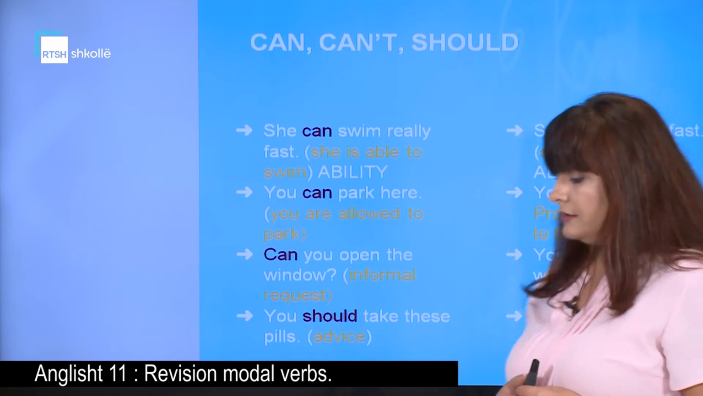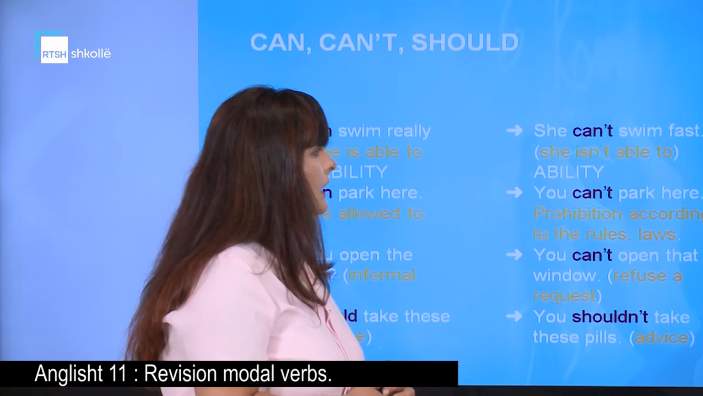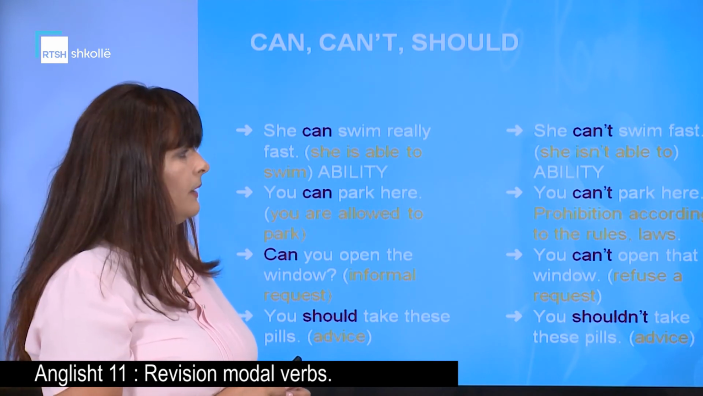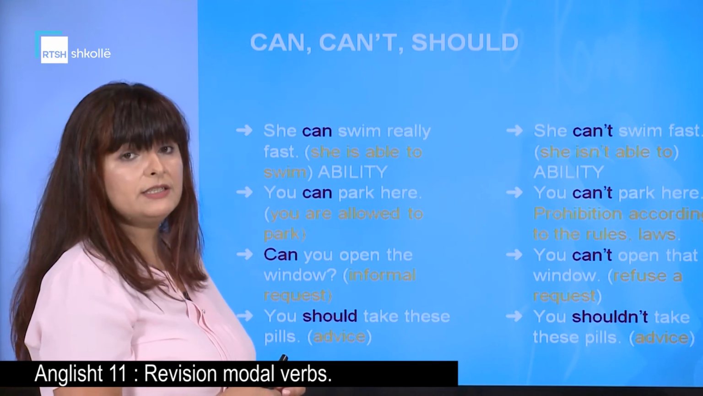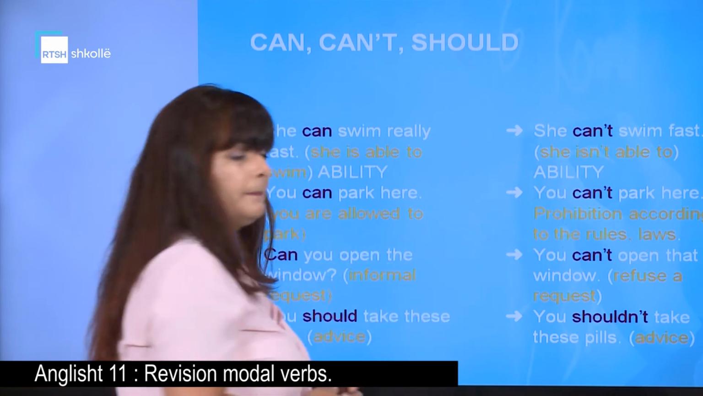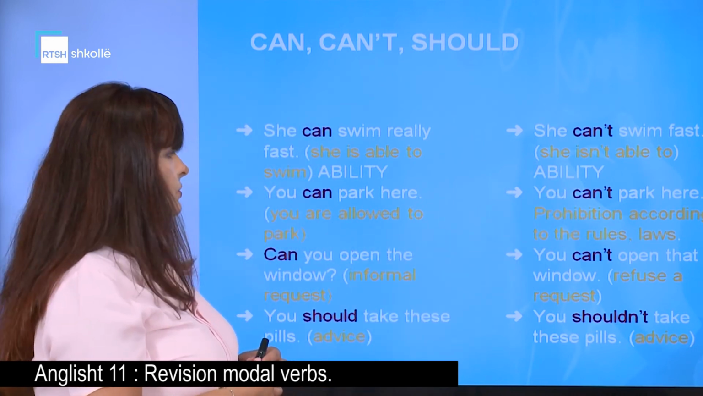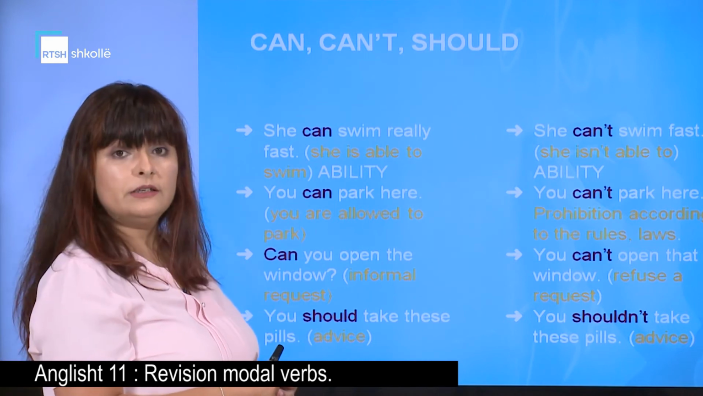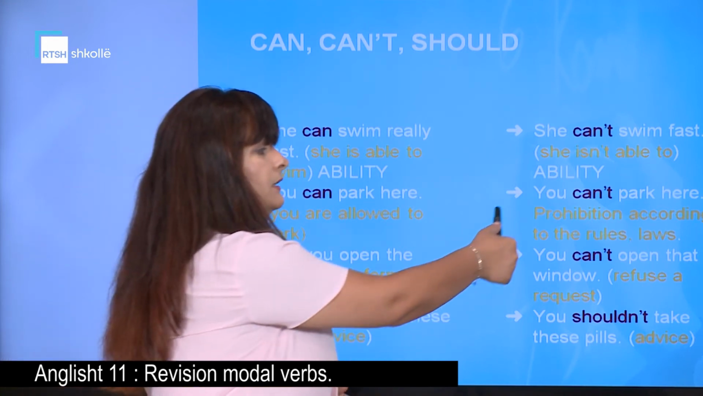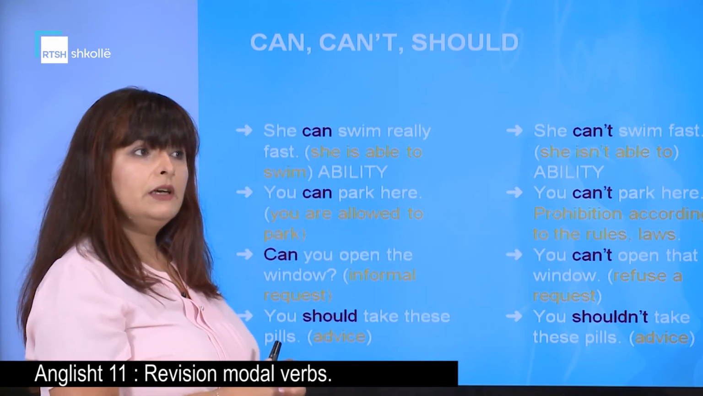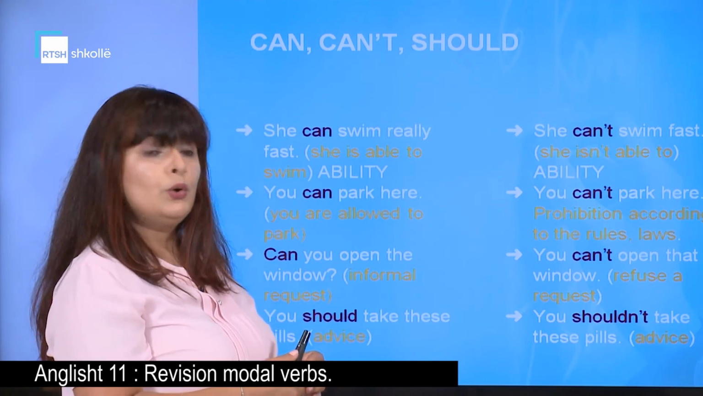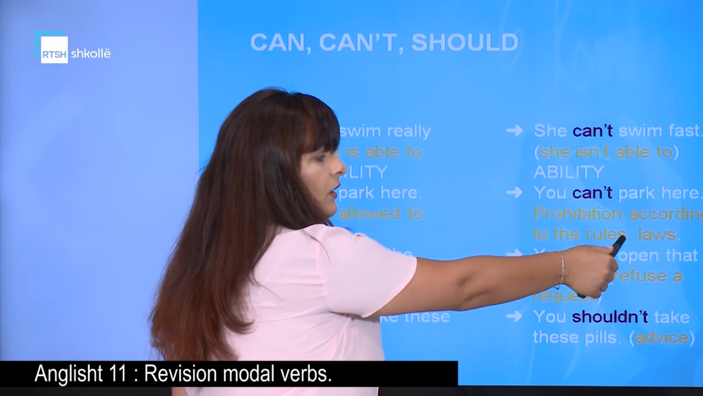Let's go to the negative form of these verbs. If I say she can swim really fast, she is able to. But if I say she can't swim fast, she is not able. So the negative form of can for ability expresses lack of ability. Let's go to the next one. You can park here. You are allowed. It's a kind of permission. You are permitted to. But if we use the negative form, you can't park here. Look at the label. There is a label there. And you can't park here. Prohibition according to the rules and laws maybe.